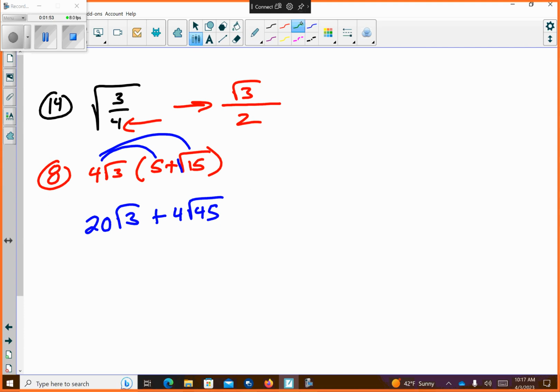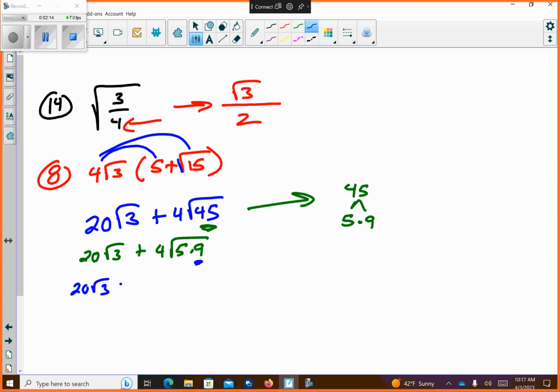Does 45 break down? If so, what does 45 break down to? 5 and 9, where 9 is the biggest perfect square. All right, so what's the square root of 9? 3. So there's already a 4 out there. Now it's going to be joined by a 3. Then just clean it up. And that's what it is. Okay?